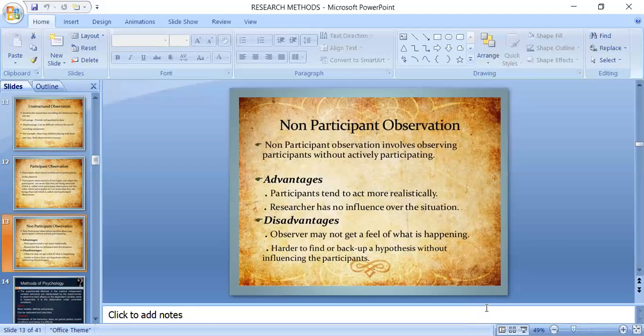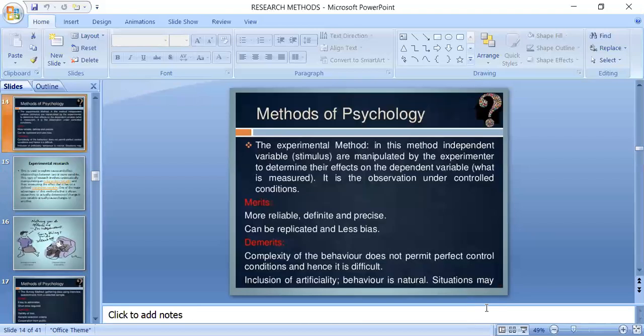Non-participant observation involves observing participants without actively participating. Advantages: participants tend to act more realistically. The researcher has no influence over the situation and cannot manipulate the situation. Disadvantages: the observer may not get a feel of what is happening, and it is harder to find or back up a hypothesis without influencing the participation.